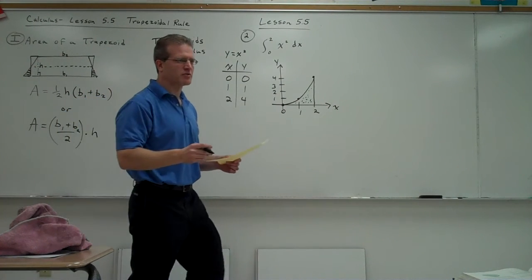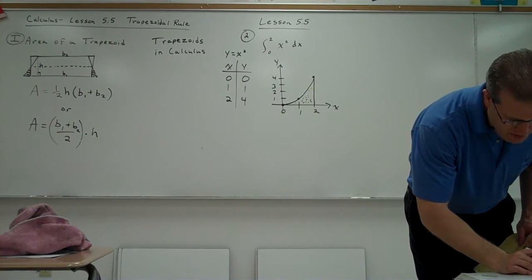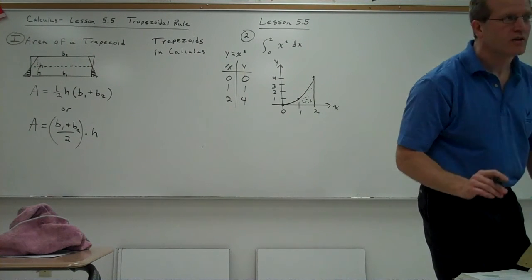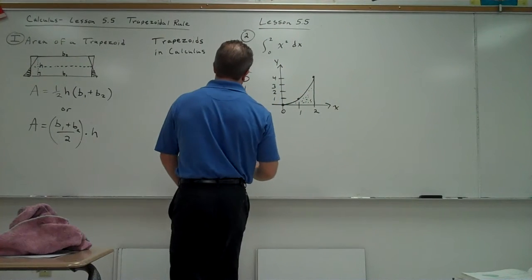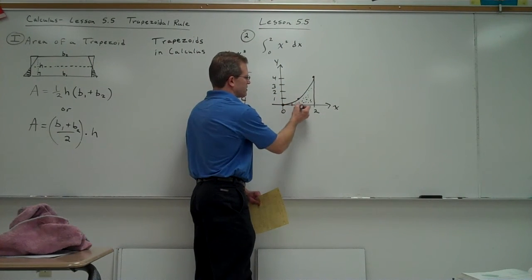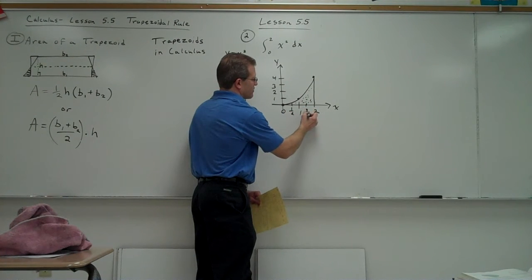Does it say how many trapezoids we should use? Yes, it says n equals 4. That means they want 4 trapezoids. Okay? So actually, let's back up a second. If I need 4 trapezoids, I'm going to have to split this into 4 equal pieces here. So I'm going to have a half, and 3 halves in here.